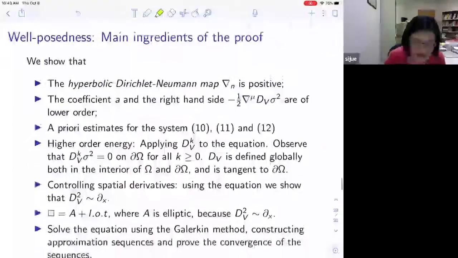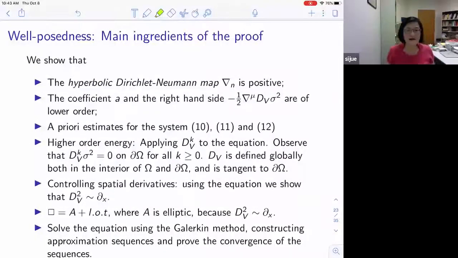Okay, so now here is the main ingredient of the proof. So we show that actually this is positive. Okay, so this is really the most important step, I would say. That's the hyperbolic Dirichlet-to-Neumann operator. So I'm going to give you some idea how this is done. Okay, so I'm going too slow, looks like. Okay, so then also the coefficient A and the right-hand side are of lower order. So that's great news, so that we have a quasi-linear equation of the hyperbolic type.